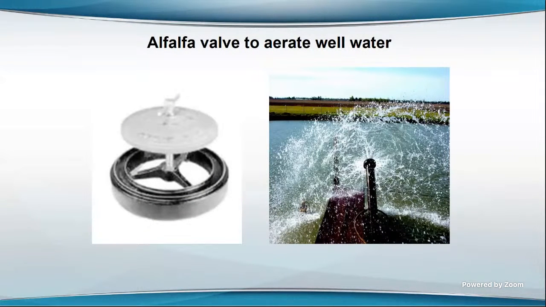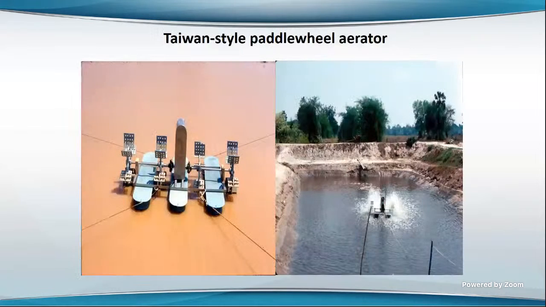Where you pump water into a pond and release it, you can put one of these alfalfa valves like this on there and restrict the flow out the end of the pipe so that it has to splash out to the sides, and you get some degree of aeration, but not a whole lot. But aerators are made to splash a lot of water into the air. That's a simple type that's quite popular in Asia.